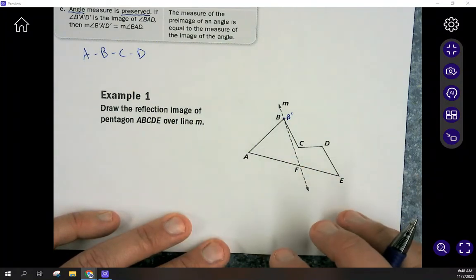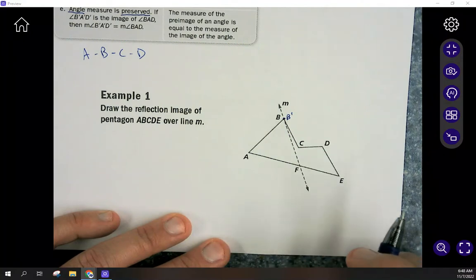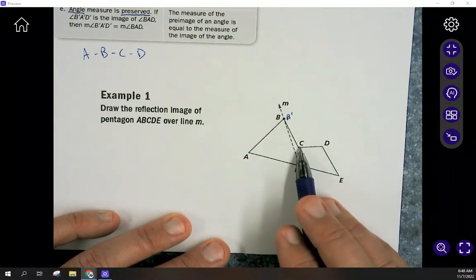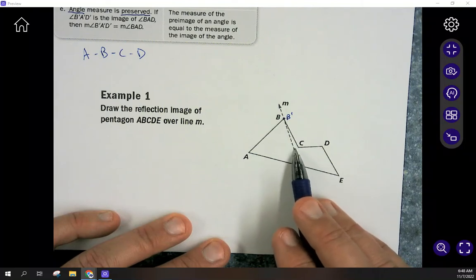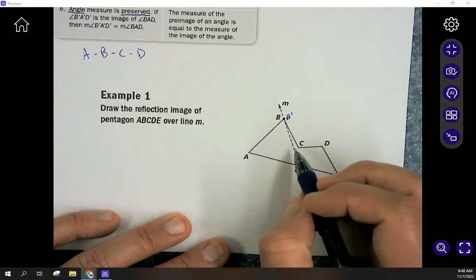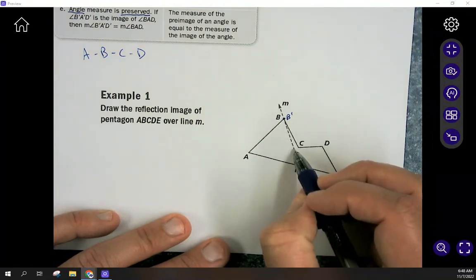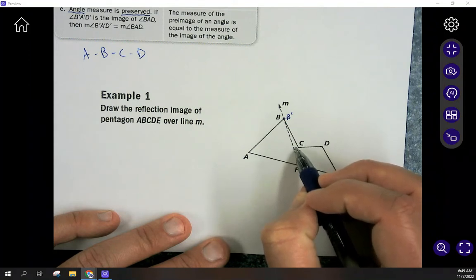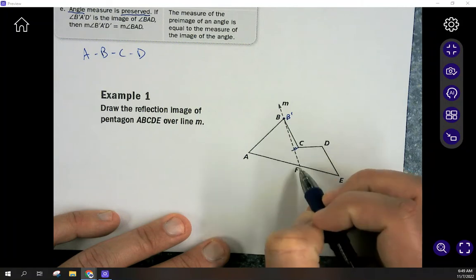So for the rest of these points, just like we did in 4.1, you're going to have to go 90 degrees as best you can. If you have a protractor, it helps you be more accurate. Go 90 degrees to this, and then go the same distance on the other side. If you need it to be perfect, you would use a protractor and a ruler, and you would measure the angle so that this hits at 90 degrees. And then you would measure this distance and make sure you went the same distance on the other side.